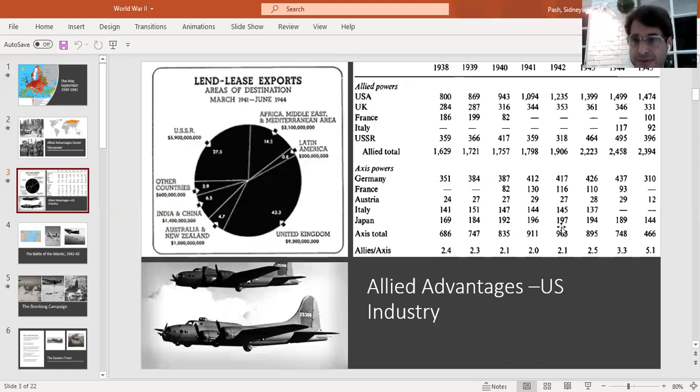Not only do we produce for ourselves, but remember Lend-Lease. You've seen this chart before. This is just March to June of 44. Great Britain, almost $10 billion. The USSR, close to $6 billion.